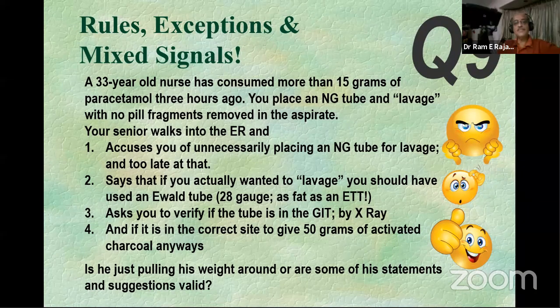So your answers are like this. You agree with the fact that a nasogastric tube is inadequate, especially when it is placed late. You think that a larger tube would be worthwhile if you had placed it early enough. Ewald tubes are valid, but again, they carry their own risks. You also agree that you need to verify it with an X-ray before you administer anything, but not necessarily for other reasons. And the last thing that you would say is there is no role for the administration of activated charcoal. Because it's a paracetamol overdose, you would rather give N-acetylcysteine. Yes, sir. Very logical and very appropriate at this point.